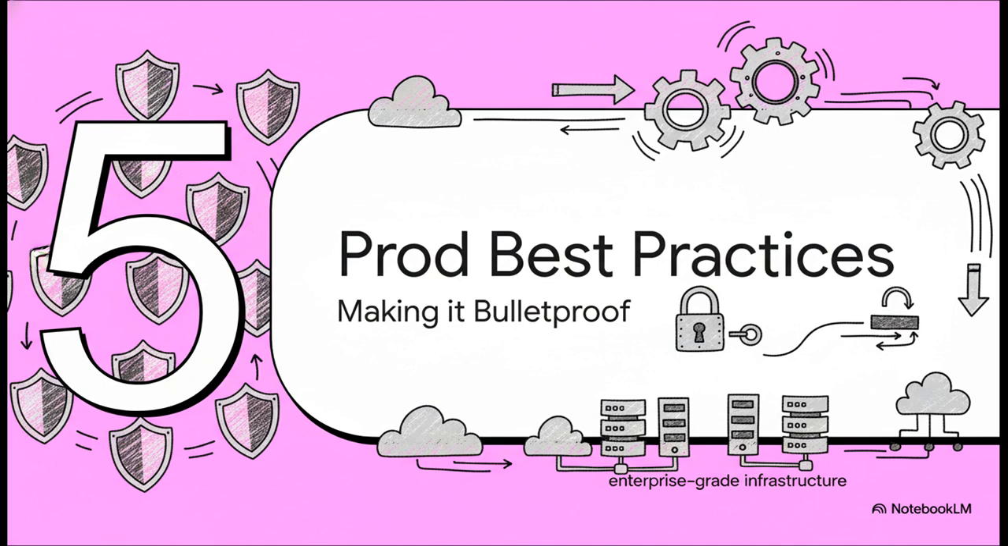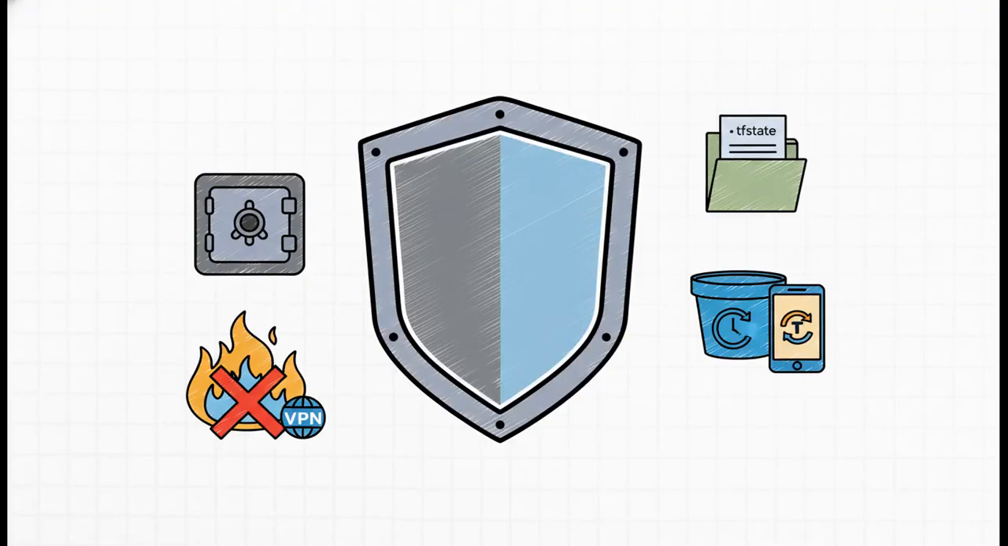All right, we've built a system that works. That's step one. Now for step two, making it bulletproof. This is the stuff that gets you hired as a senior engineer. This is how you build infrastructure that is secure, high quality, and totally automated. Think of this as your production security checklist. These aren't just suggestions. These are the rules of the road.